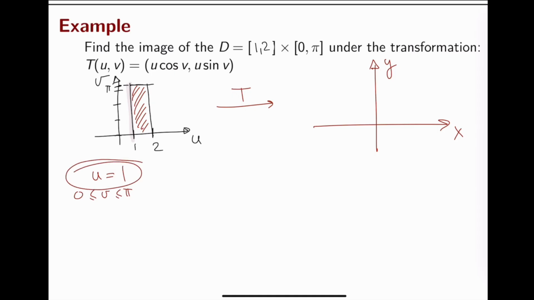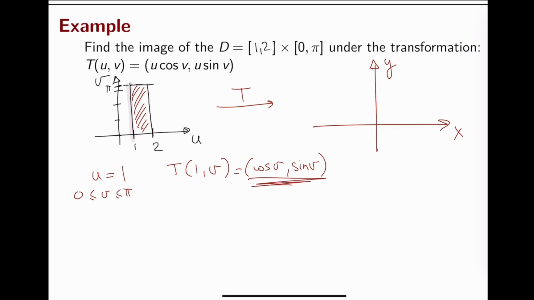But then, if u is equal to 1, what is the transformation doing here? So we have T of (1, v). We substitute, right? So u is 1 and v is v. We're going to have here 1 times cosine of v, which is just cosine of v. And here is 1 times sine v, which is just sine v. So this is the curve into which the line u equals 1 is transformed.